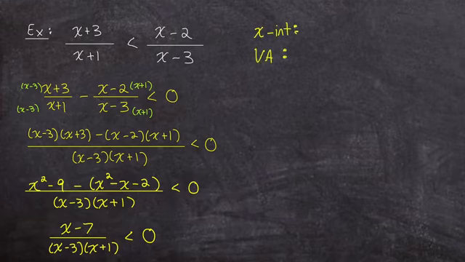Well, the x-intercepts are the values of x that would make this rational function be 0. And that rational function would be 0 if the top was 0, and that would happen if x was 7. So we have an x-intercept at 7, and vertical asymptotes are going to be the values of x that make this function be undefined. The function would be undefined if the denominator was 0, which would happen if x was either 3 or negative 1. So there are vertical asymptotes at x equals negative 1, and also at x equals 3.